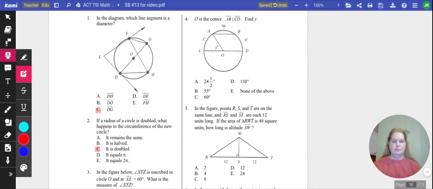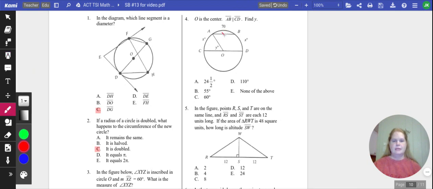All right, number 4. O is the center of the circle. AB is parallel to CD. So these are parallel lines. And they say, find the measure of angle Y. Okay, I can do that. So what kind of things do I know? Well, I know that this arc right here is 70. Right? I know that.